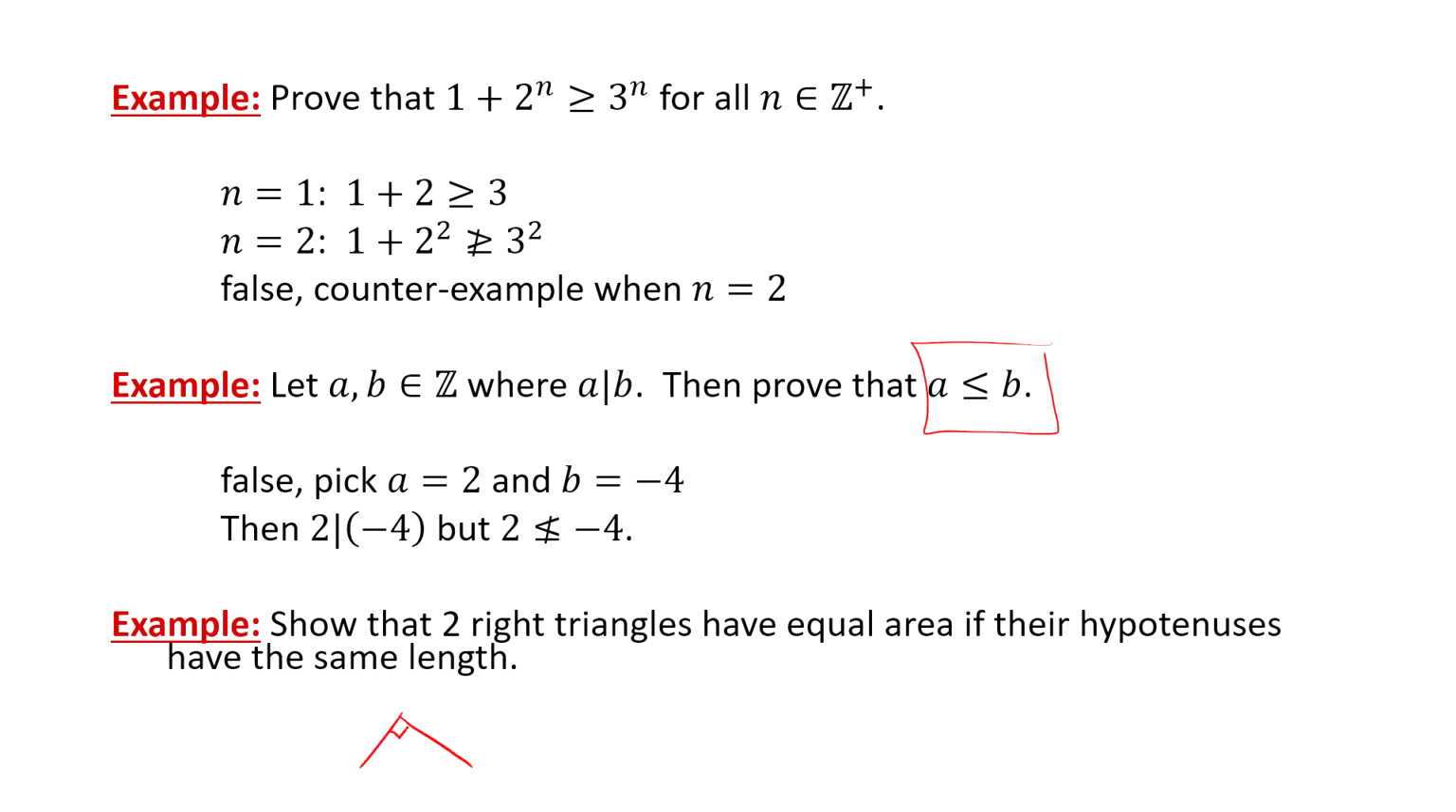So here's a right triangle. Here's a hypotenuse. Here's a second right triangle. There's the hypotenuse. So maybe this is hypotenuse A, maybe this is hypotenuse B. And the conclusion that we want to get to is that these guys have the same area. Now, with the two little sample triangles that I drew, this makes sense. But let's look at some more situations.